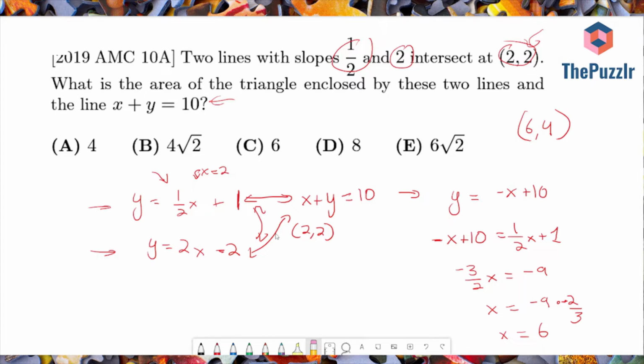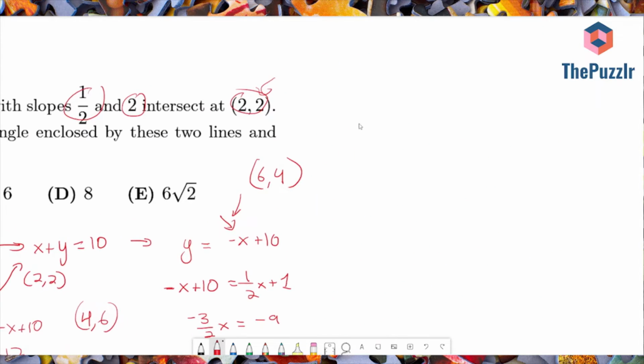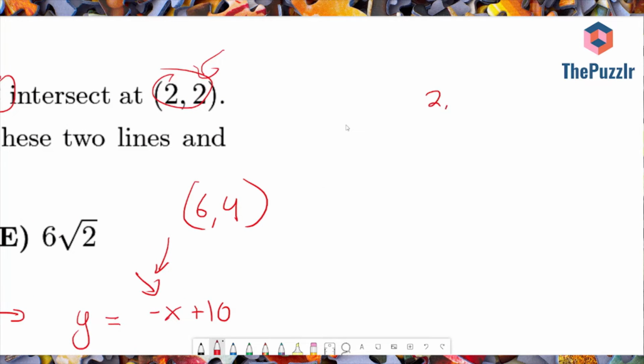Okay, let's look at the next example, which is 2x, next equation. So 2x minus 2 is equal to negative x plus 10, or 3x equals 12. So this means that x equals 4, and plugging in 4 here, we get negative 4 plus 10. That gives us 6 as our coordinate. So our coordinates are 2, 2, 6, 4, and 4, 6.